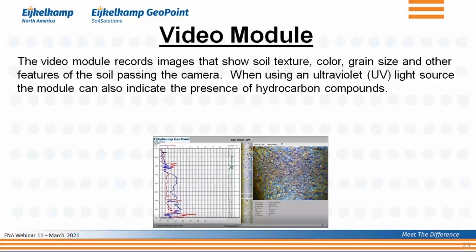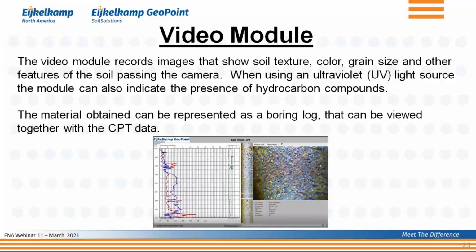On top of that, if you don't use standard light, but you use ultraviolet light, you can also use this module to get an indication of the presence of hydrocarbons because of fluorescence activity. You see already a screenshot at the bottom.